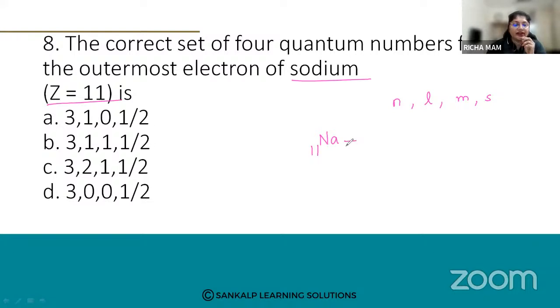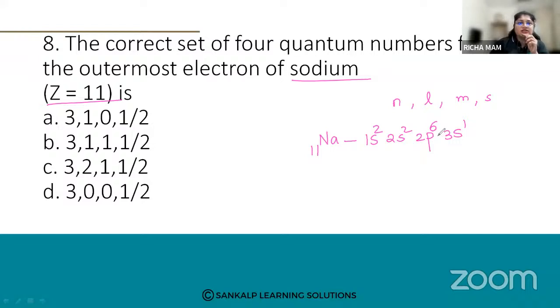If we write the electronic configuration, we start with 1s2, 2s2, then the electron filling goes into 2p. In p, the maximum number of electrons is 6, so 10 electrons are already filled. Only one electron remains, and it goes into 3s1. So the configuration is 1s2, 2s2, 2p6 and 3s1.